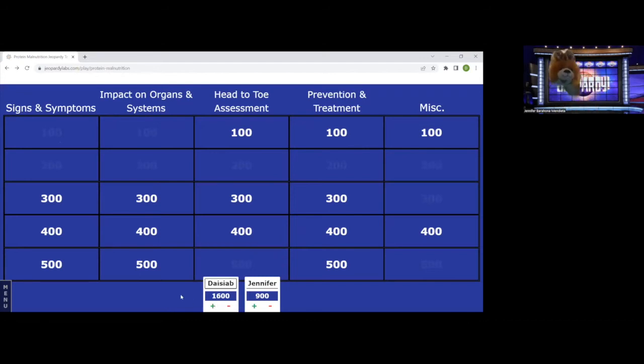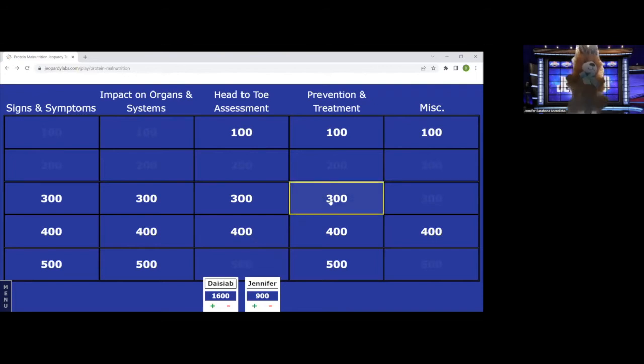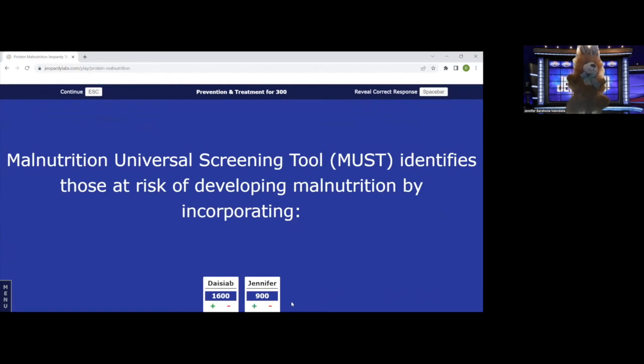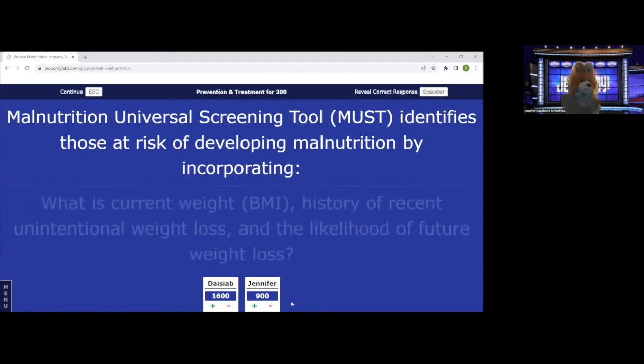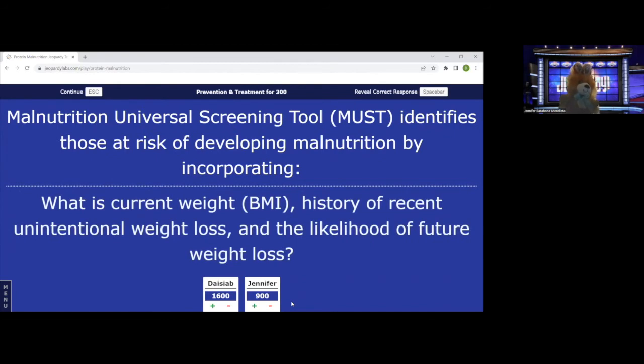All right, let's do prevention and treatment for 300. Malnutrition Universal Screening Tool, aka MUST, identifies those at risk of developing malnutrition by incorporating what is current BMI, history of recent unintentional weight loss, and likelihood of future weight loss? That is correct. Current weight, BMI, history of recent unintentional weight loss, and the likelihood of future weight loss.